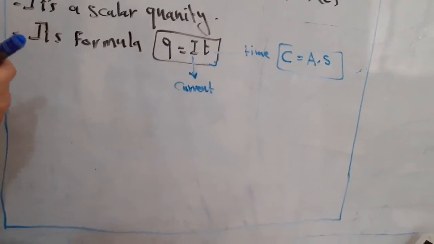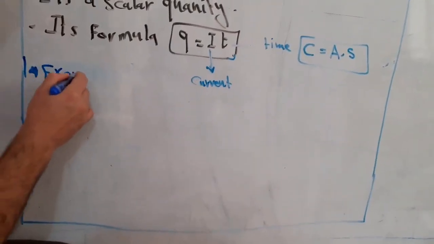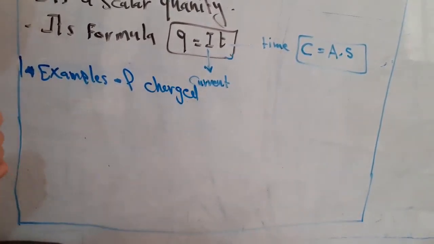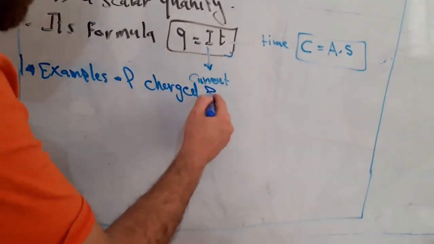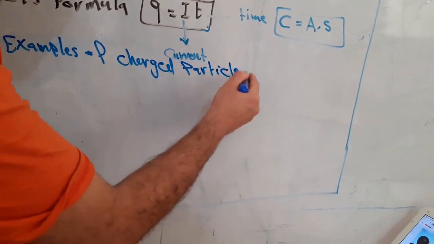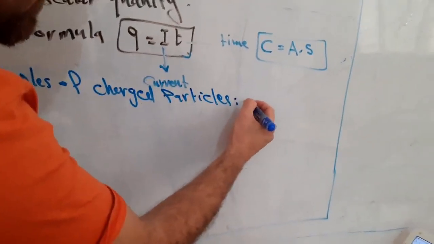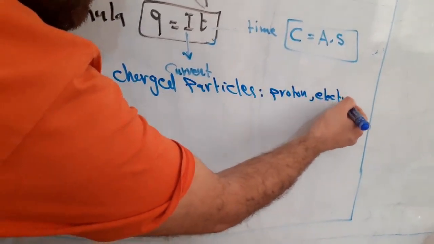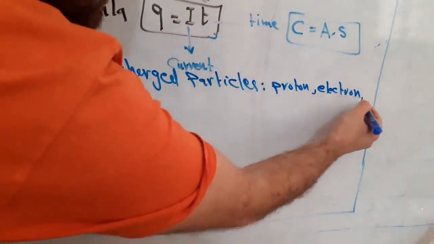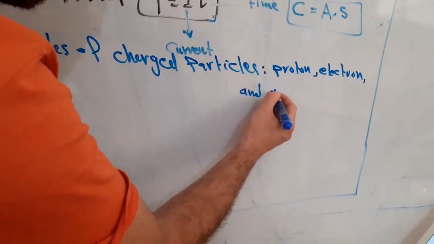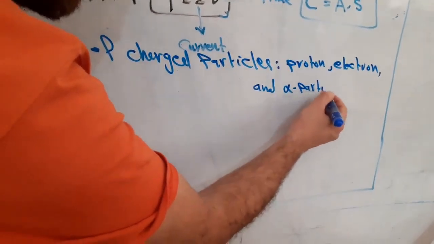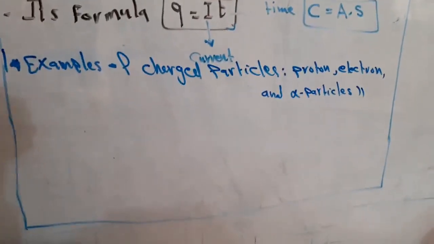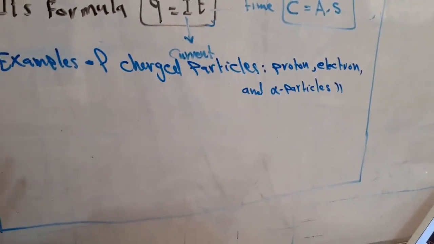This is charge. Examples of charged particles: proton, electron, and alpha particles. These are examples of charged particles.